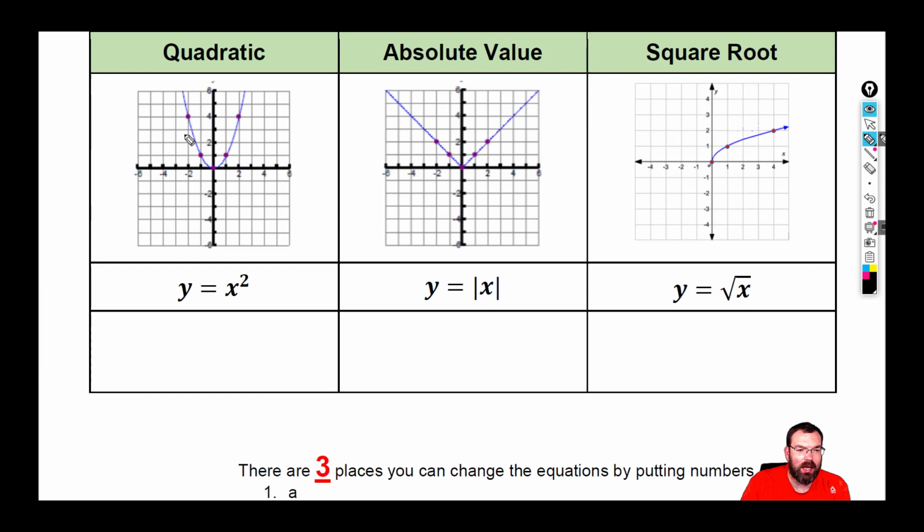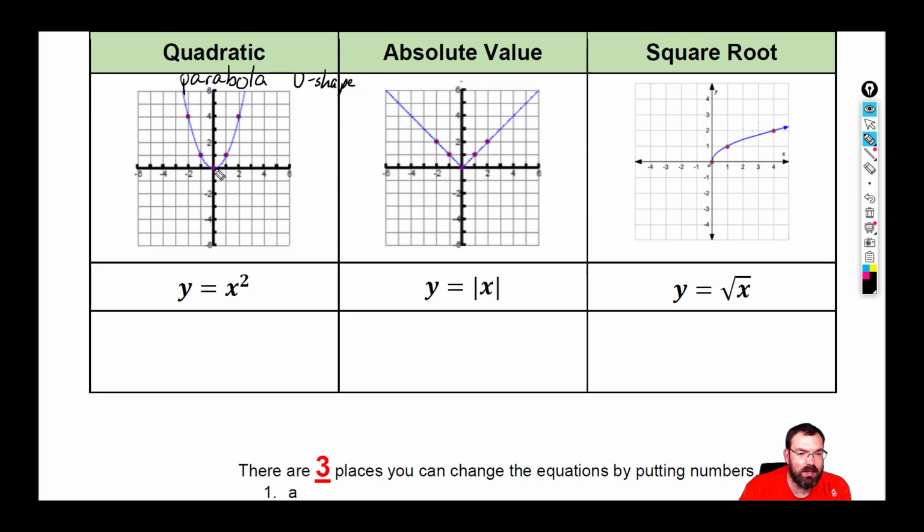For quadratic, this is what it looks like. This looks like a parabola. This is what it's called, a parabola. I can't spell parabola, if you want to know the easy way to spell it. That's called a parabola. This is a U. This is a U shape.